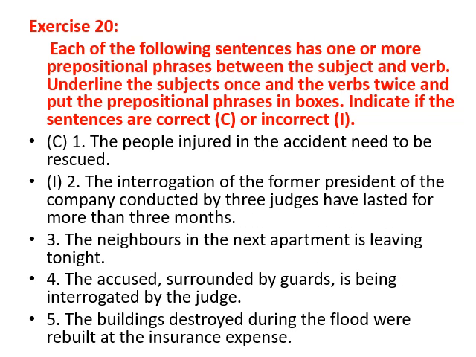نعمل مع بعض exercise 20. Each of the following sentences has one or more prepositional phrases between the subject and verb. وعشان كده أنا لازم أعرف وأنا بقرأ أي جملة الأساس بتاعها إيه. الأساس بتاعها اللي هو subject and the verb. تيجي حاجات كتير قوي في النص بقى ده مش مهم. Underline the subjects once and the verbs twice and put the prepositional phrases in boxes. هنقول الكلام ده واحنا بنقرأ.